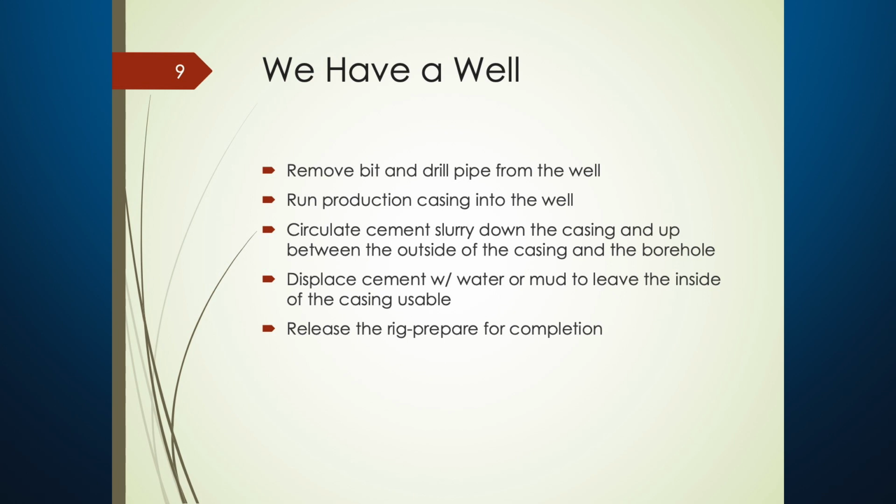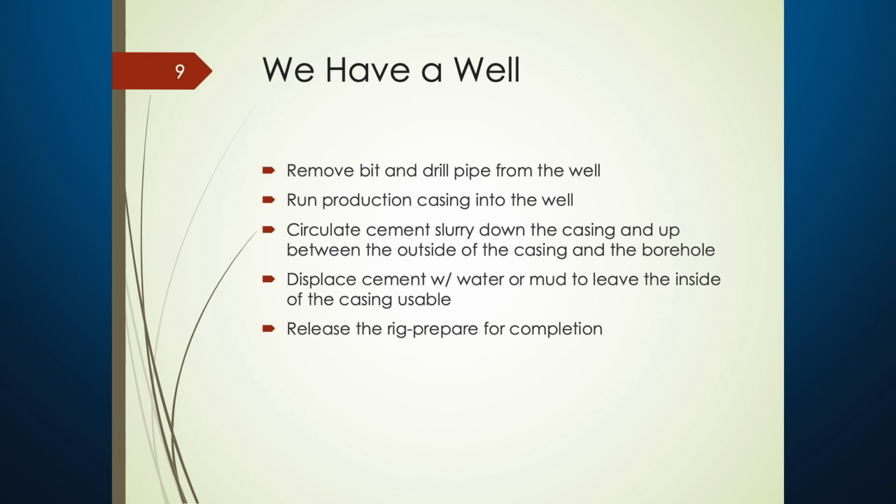So we've decided that we do have a well. So we pull out the drill pipe, the 30-foot long pieces of drill pipe that we put in the well to drill the bit. We run the production casing in, typically 5.5 or 4.5 casing, sometimes 7-inch, depending on what we're going to do with the well. And then we circulate cement slurry down the casing and up in between the outside of the casing and the borehole to hydraulically seal the wellbore, so it's actually sealed off from everything going up and down the well. Jerry Robinson, a little bit later in the day, will get into more detail here. So you displace the cement with water or mud to leave the inside of the casing usable, clear. You don't want to have to drill out cement. That's extra cost. And then you release the rig and you prepare for completion.